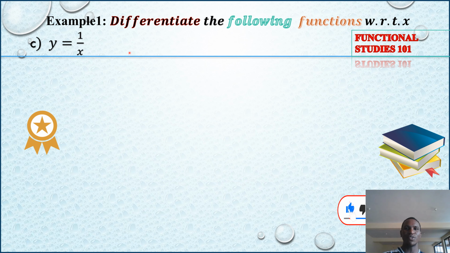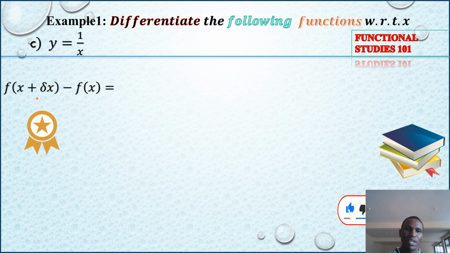Now, what about this function? This is a third example, the third classical example that you will find in many textbooks. How do we differentiate this from first principle? Don't run, it is not difficult. Okay, same approach. Evaluate the difference of this f of x plus delta x minus f of x.